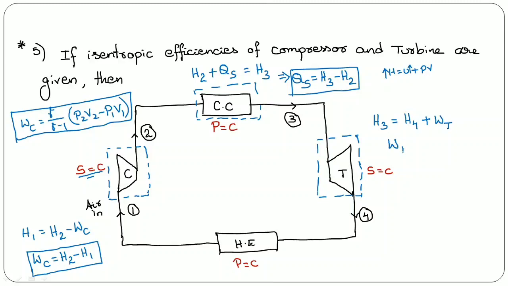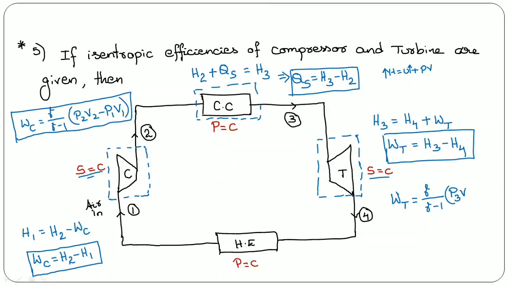So this work output from the turbine Wt can be written as H3 minus H4 in terms of enthalpies, or as this is an open system, we can write work developed by the turbine also as gamma by gamma minus 1 for isentropic process into P3 V3 minus P4 V4. This is also correct for the work developed by the turbine.